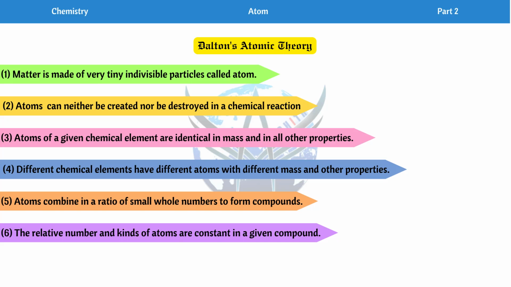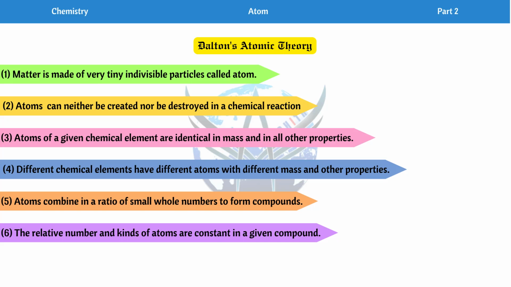Then number 5, we have atoms combine in a ratio of small whole numbers to form compounds. When compounds are formed, atoms combine in a ratio of small whole numbers. For example, in water, always 2 hydrogen and 1 oxygen combine. We never see half an oxygen or 3/4 of an oxygen combining. Always small whole numbers combine.